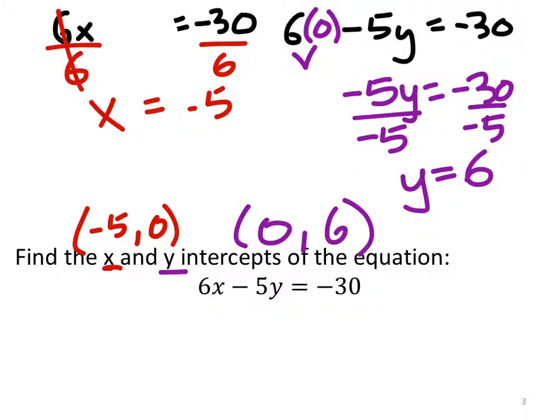Now we should be able to graph these 2 points based on the last lesson. We would go to the left 5 on the x-axis for the x-intercept, and then go up 6 on the y-axis for the y-intercept.